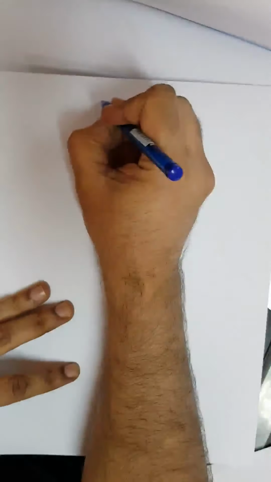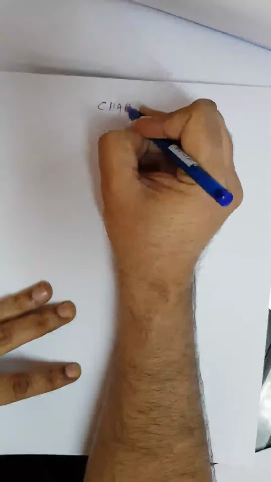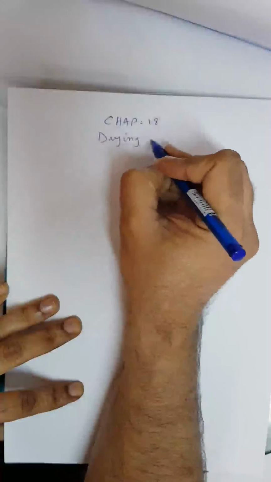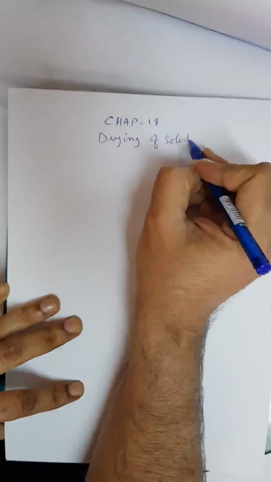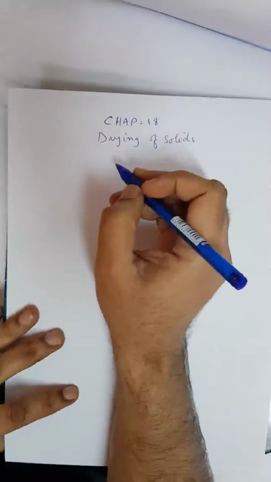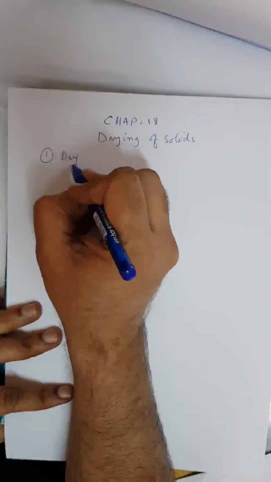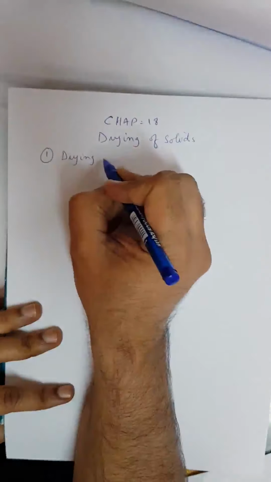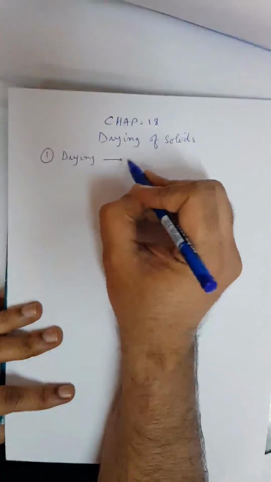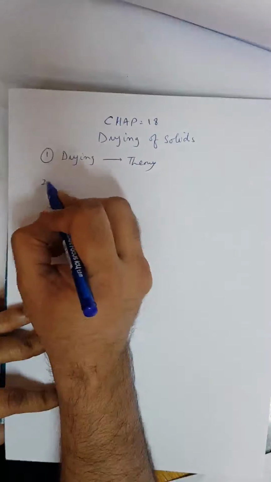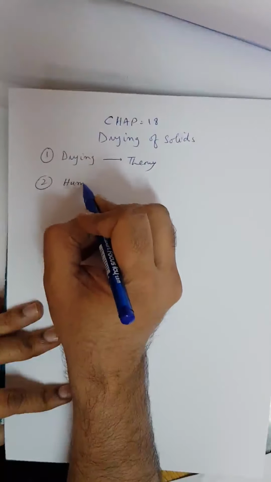Let's start chapter 18, drying of solids. In this chapter we'll discuss two things. One is drying. We'll cover a little theory about drying. And the second, we discuss humidification.